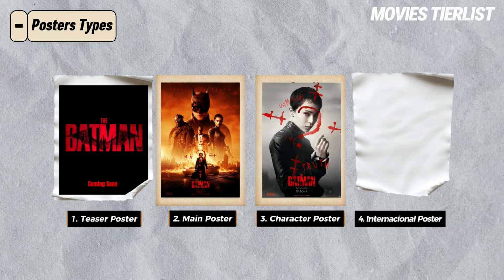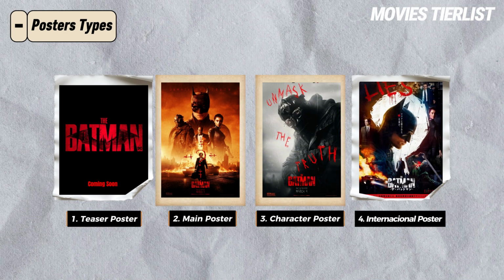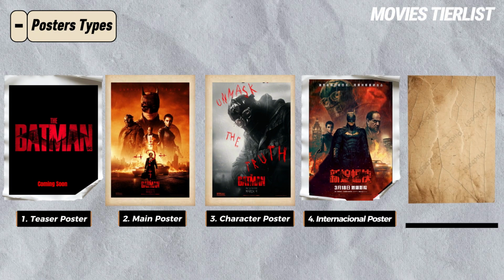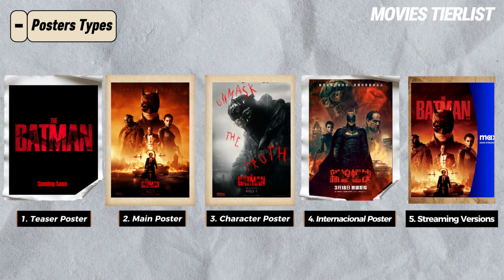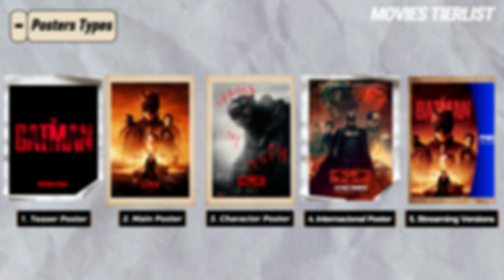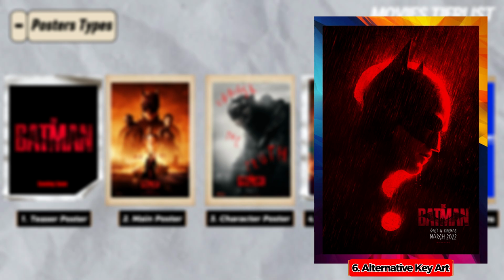International posters, by region, in Eastern markets like China or Japan, they often change to adapt to local typography and tastes. Streaming versions, usually designed in a more vertical format and focused on digital platforms. They tend to include as many characters as possible. Sometimes an alternative key art, the last hope and salvation of creative design.